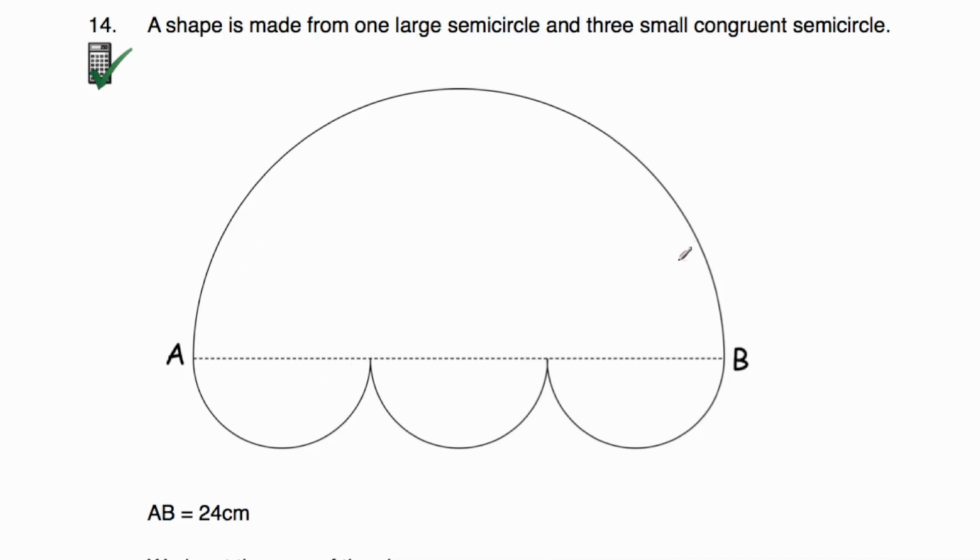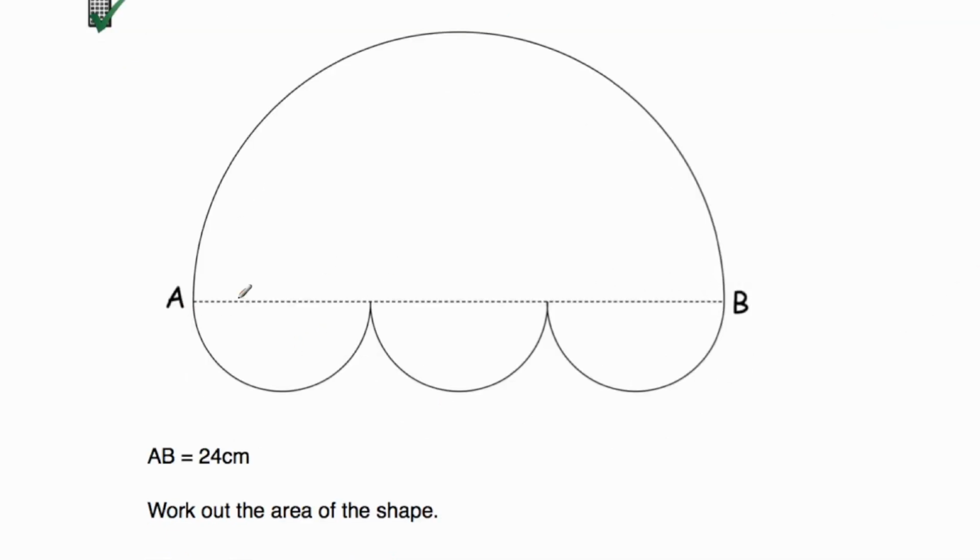So as you can see, there's one large semicircle and there's 3 small semicircles. And we've been told that AB, the distance from here to here, is 24 centimeters, and we've been asked to work out the area of the shape.